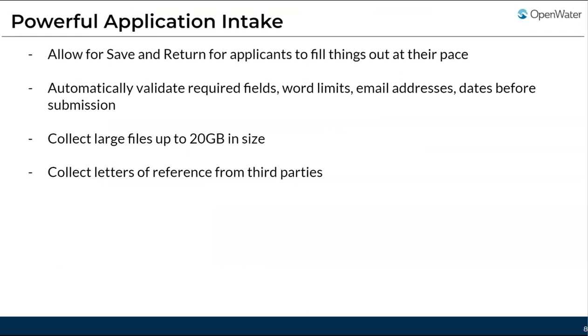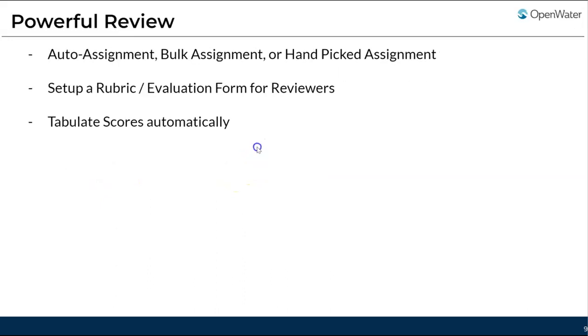To recap, we have a very powerful application intake process. People can save, return later, especially if it's a large form. As you saw, we can validate requirements, such as making sure a field is completed. It validates an email address, a date was provided in a date field, a phone number was provided in a phone number field, word limits are adhered to. We can collect large files. And we have lots of different extensions, such as collecting letters of reference and other complicated workflows.